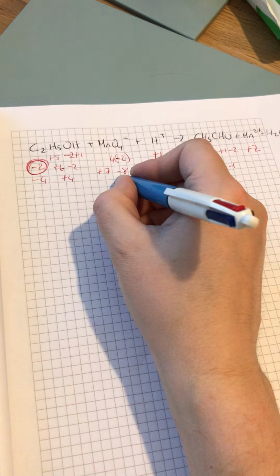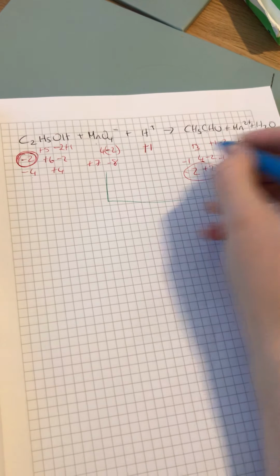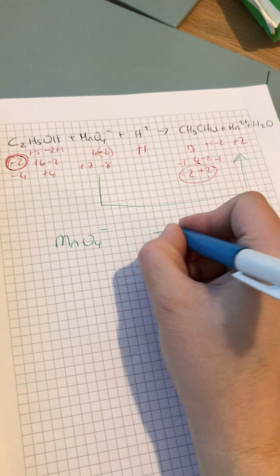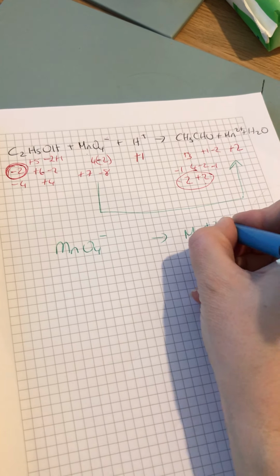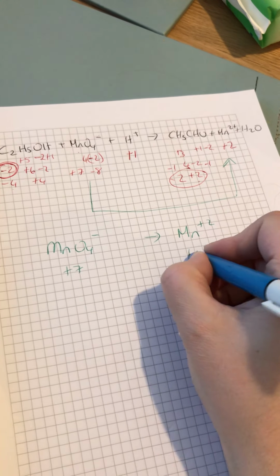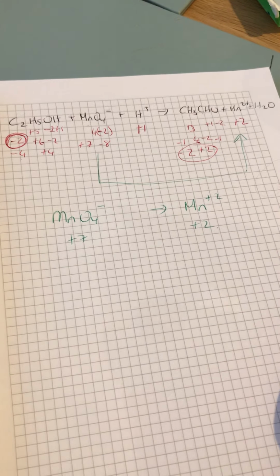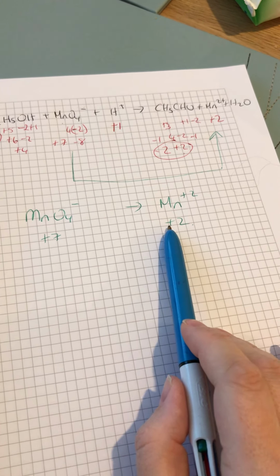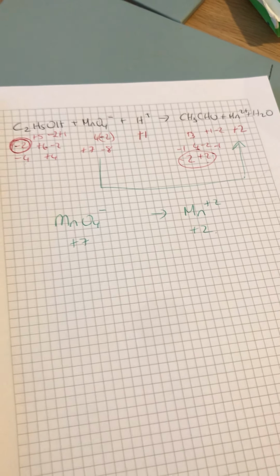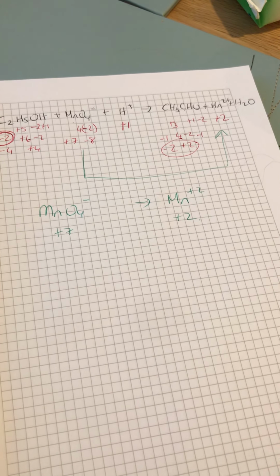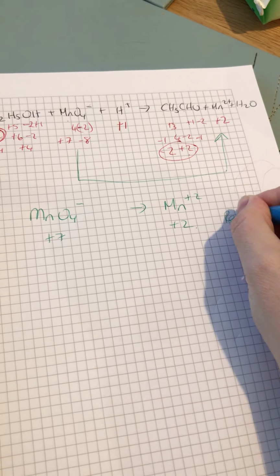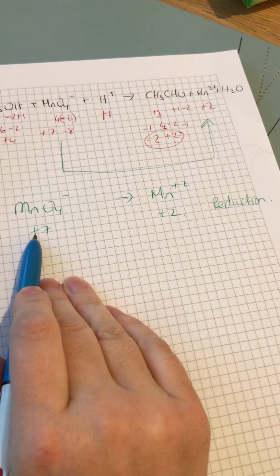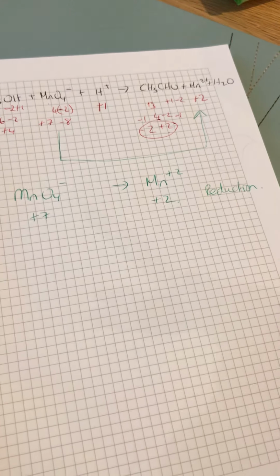So the two things that have changed are your manganese, because your manganese went from +7 to +2. So MnO4- went to Mn2+, and the change was from +7 to +2. And you're trying to figure out how that change occurred. So it was +7 and it became +2. So it must have gained negative charge. So it gained electrons. So this is an example of reduction. And it gained negative charge. So electrons are negative. So it went from +7, it got more negative and it became +2.